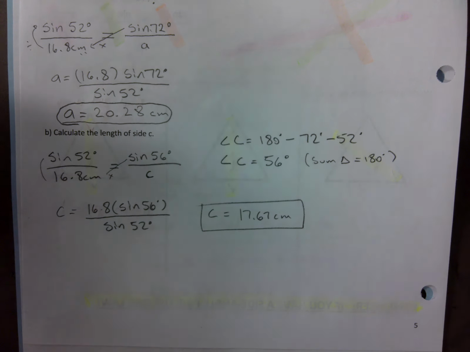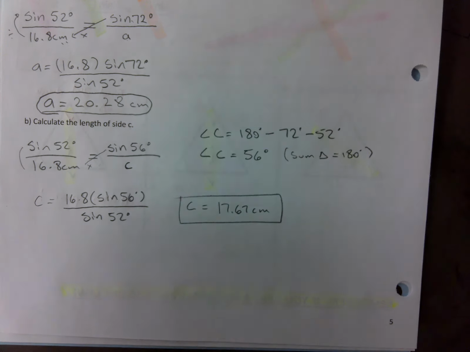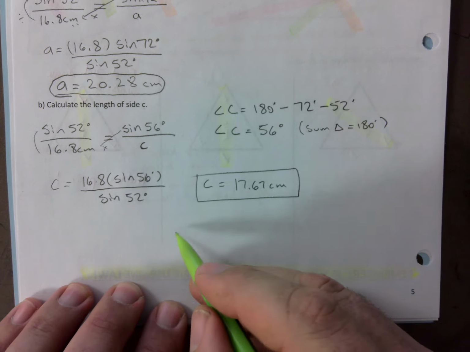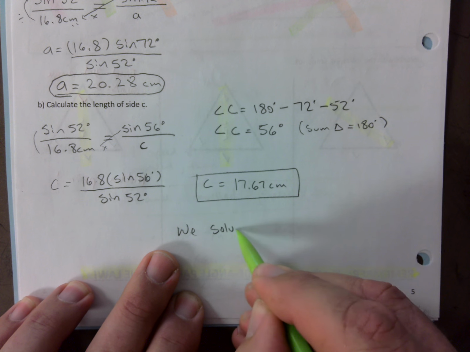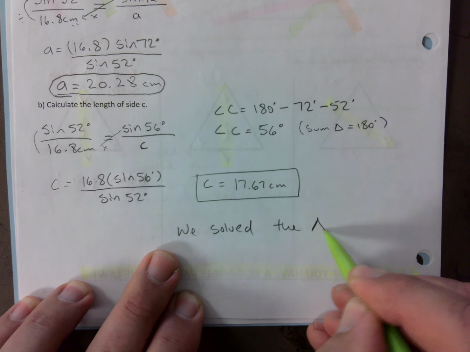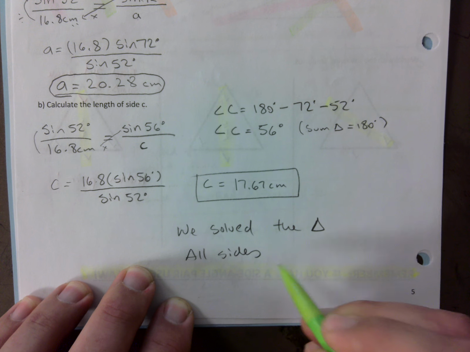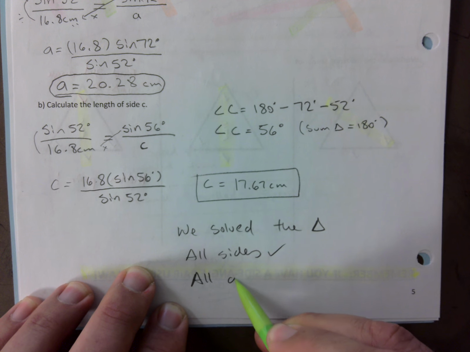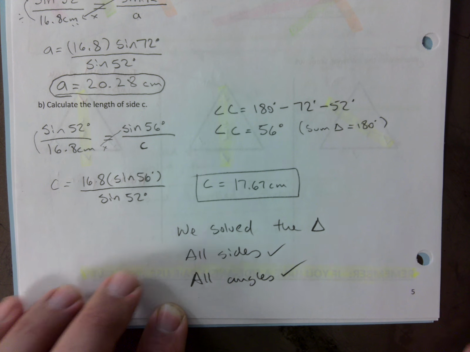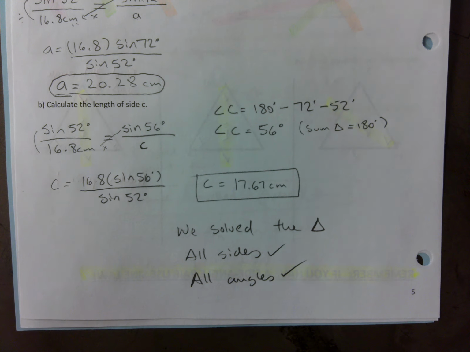You have actually solved the triangle. Did you know that? So let's make a note. We solved the triangle. We know all sides and all angles. You solve for all sides and all angles.